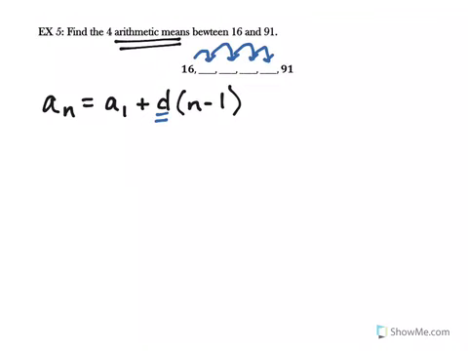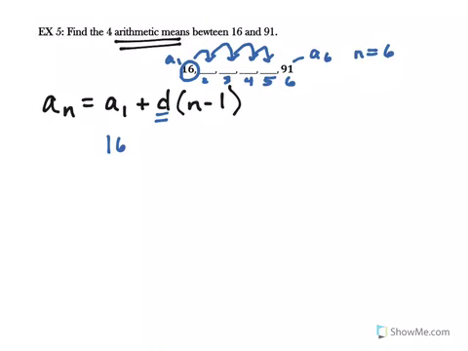So the first thing we have is our first term, so we just call this a sub 1, so we can plug in 16 here. And then this, of course, would be a sub 2, a sub 3, a sub 4, a sub 5, and then this would be the sixth term. So we could call this a sub 6, where n is equal to 6. And we can plug that in.